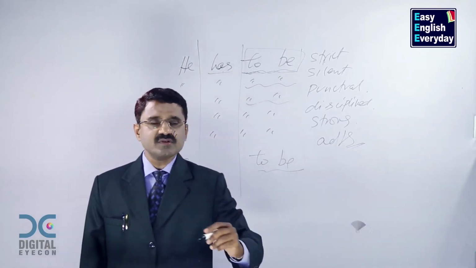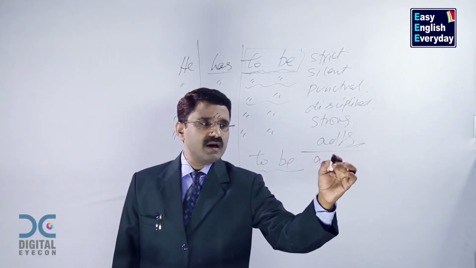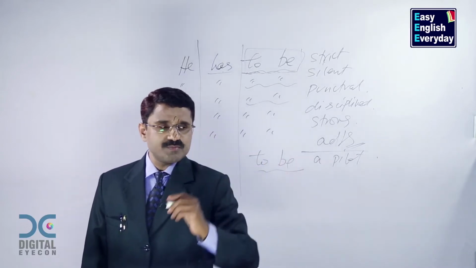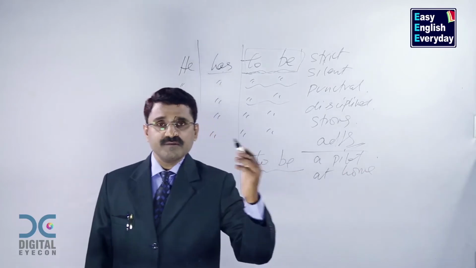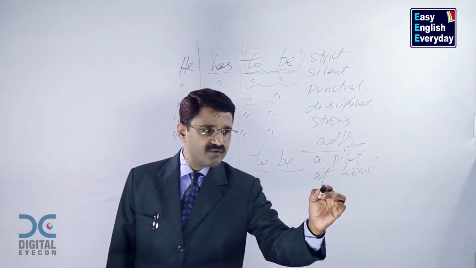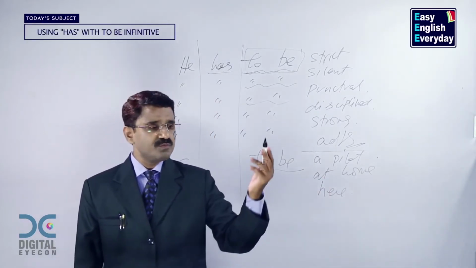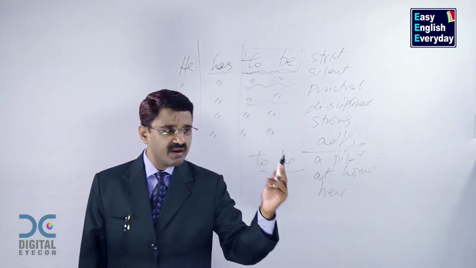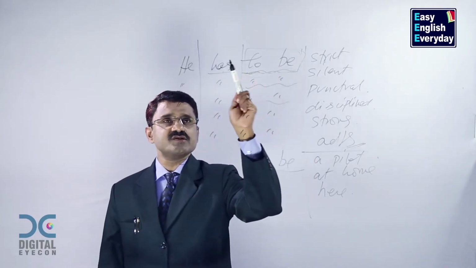Now you can use not only adjectives but nouns also. He has to be a pilot. He has to be a cardiologist. You can use prepositions. He has to be at home. He has to be with us. He has to be on leave. You can use adverbs. He has to be here. He has to be there. He has to be upstairs. He has to be downstairs. He has to be abroad. So this is another way of making sentences with has.